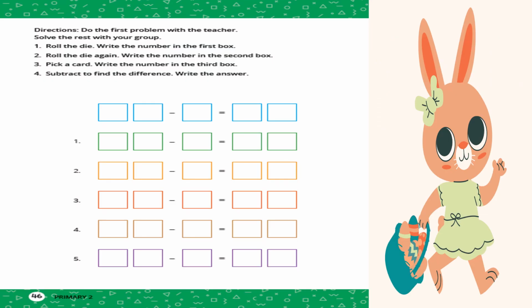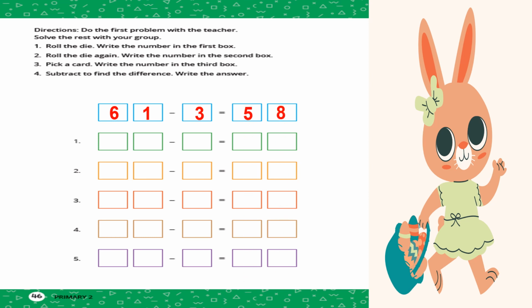Now let's play a game. I will give you some numbers and using counting back strategy to find the difference. 61 minus 3. We will go backward 3 steps. What is before 61? 60, 59, 58.